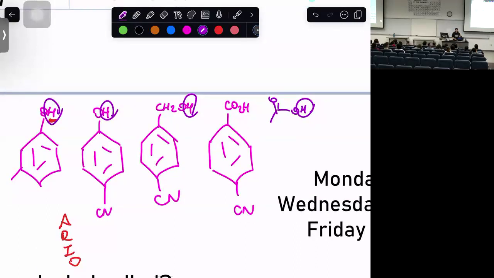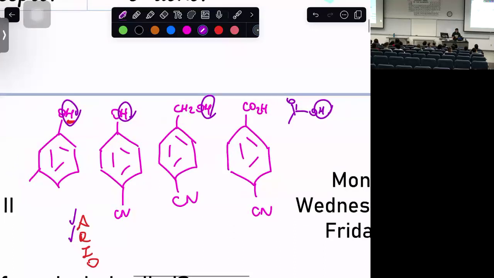Okay, so far, does that make sense? How to use ARIO so far? Okay. Next one is resonance. What was the trend for resonance and acidity? The more resonance, the more stable, the more acidic. So just by looking at those four molecules, which one looks like it's going to do the most resonance? The one with the carboxylic acid, yes, exactly.